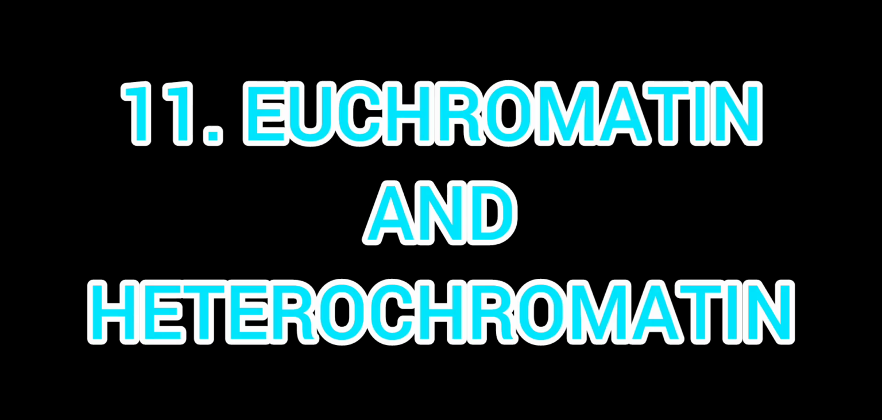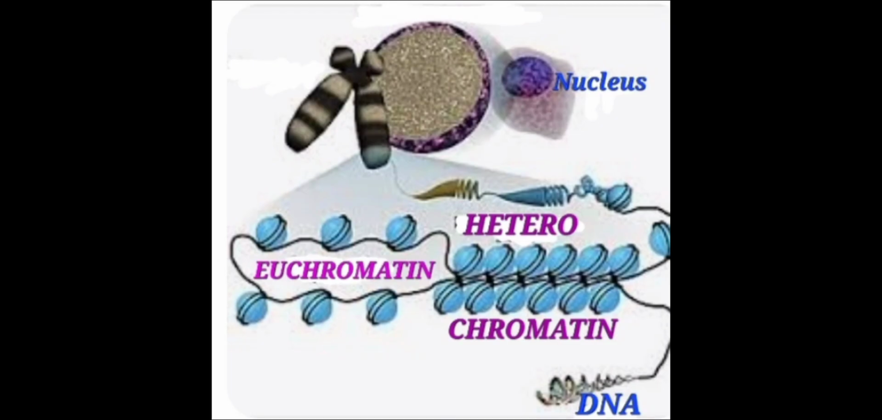Coming to euchromatin and heterochromatin. Euchromatin is a chromatin that stains lighter. The DNA is loosely held. It has low genetic density and it is usually present at the inner side of the nucleus. It is transcriptionally active and shows early replication.